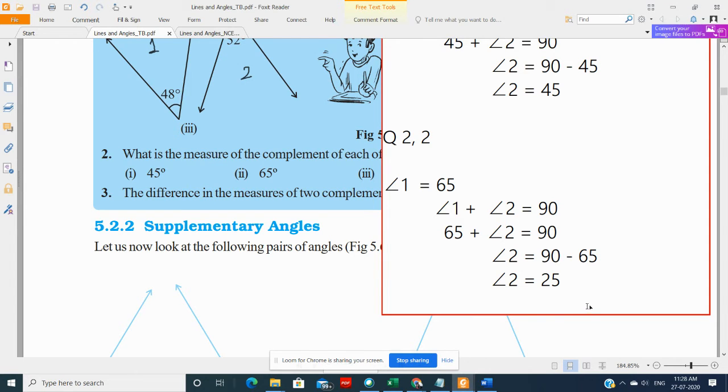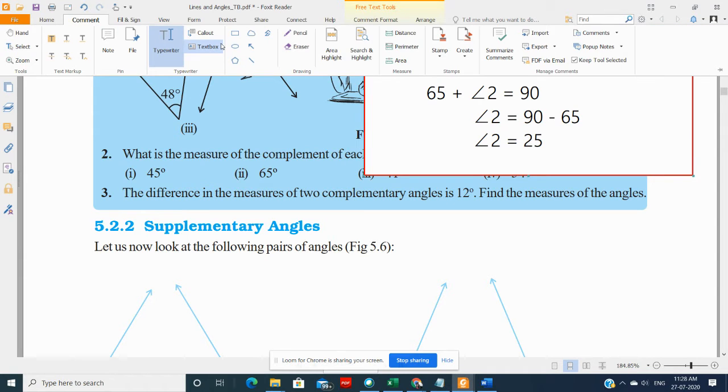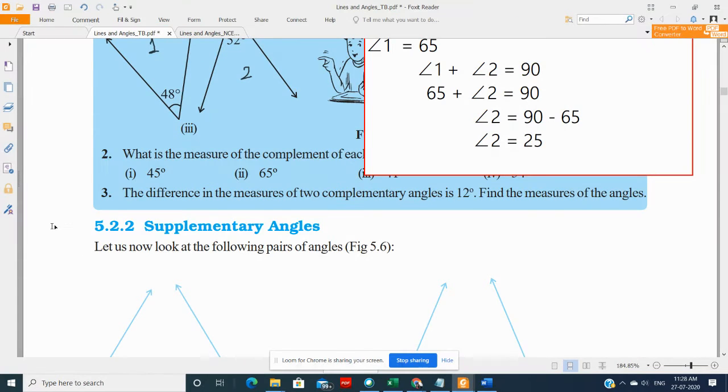Now let's start talking about this third one, the difference. Let me take one more text box here.